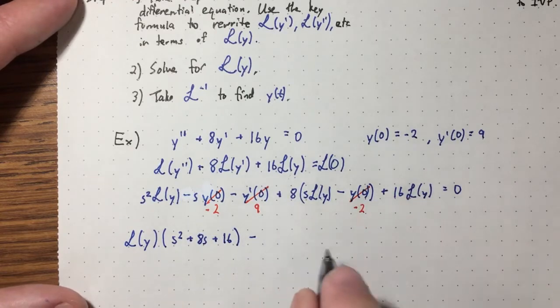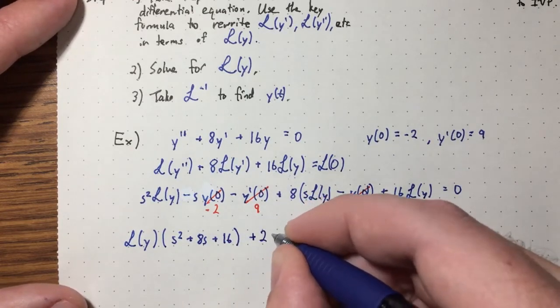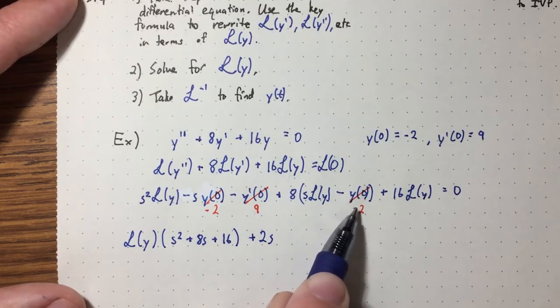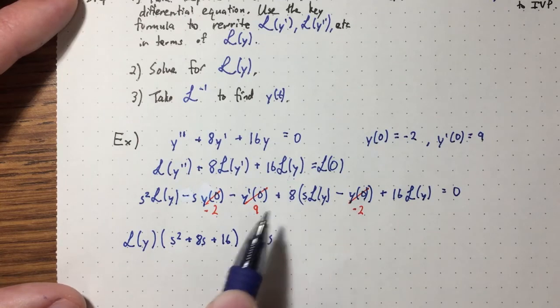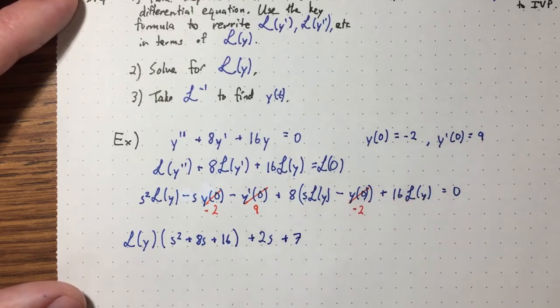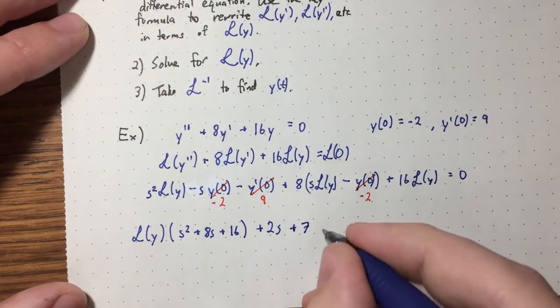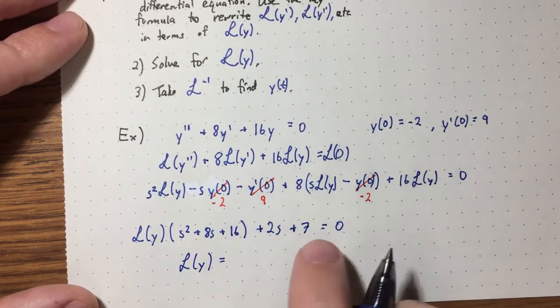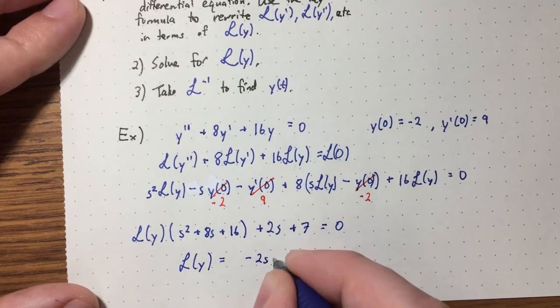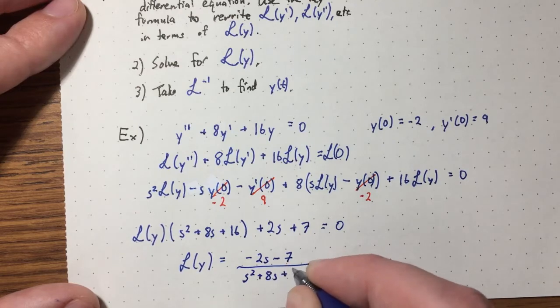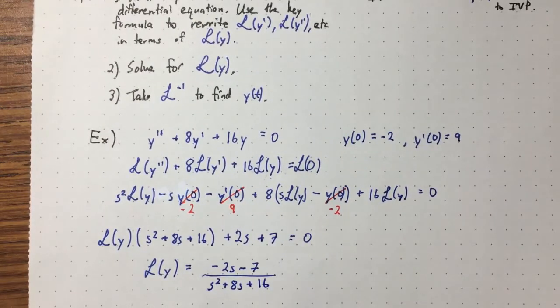Okay, so what else do we have? We have plus 2s, and then we have a minus 9, and what do we have here? Minus 2, which is plus 2, times 8, which is plus 16. So minus 9 plus 16, that's a plus 7. And this is going to equal 0. So now, again, do this all in one go. I'll move this over, and so I get minus 2s minus 7 over s squared plus 8s plus 16. Great. So I did both of the first two steps.